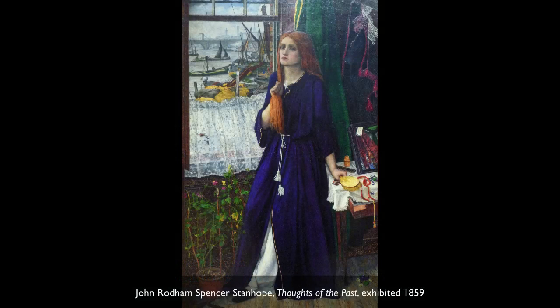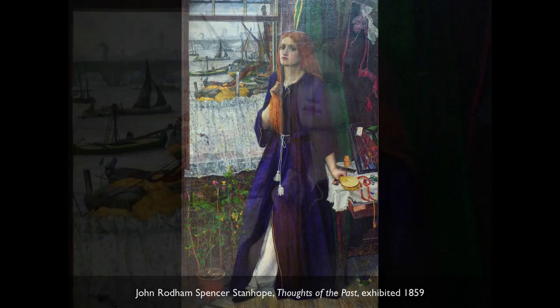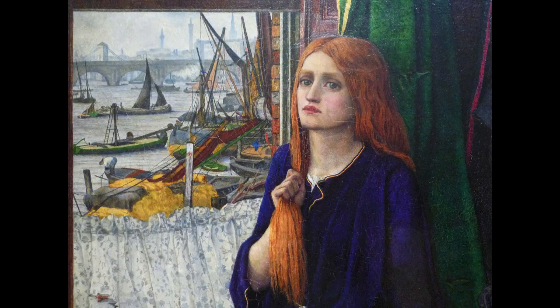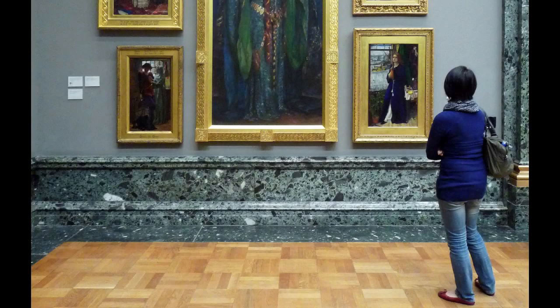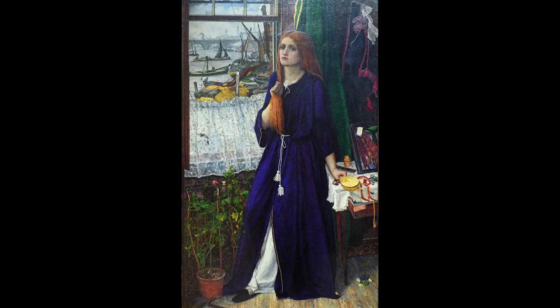She stands against the window, looking out, but really looking in, in a terribly gaudy purple nightgown. Out the window, we can see the city of London, we can see the Thames River. We're looking at John Roddam Spencer Stanhope's Thoughts of the Past. If we were a Victorian looking at this painting, we would immediately recognize that she was a prostitute.